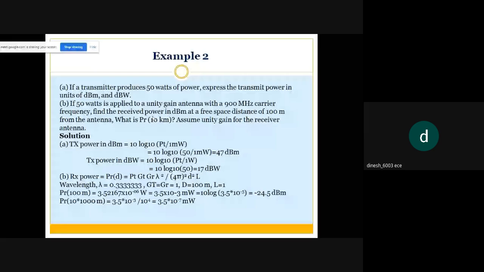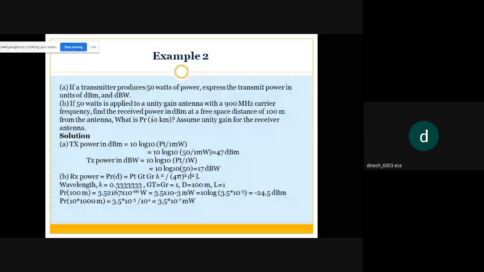PT is 47 decibel, GT and GR are 1, lambda value equal to C by F. So already we had found in example 1, lambda is equal to C by F for 900 megahertz, 0.333. So make a note of that and substitute: divided by 4 pi square d square into F.